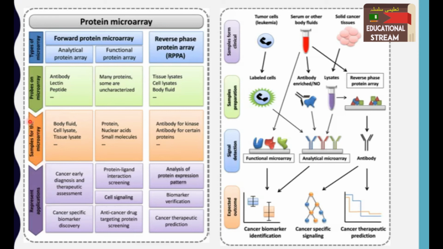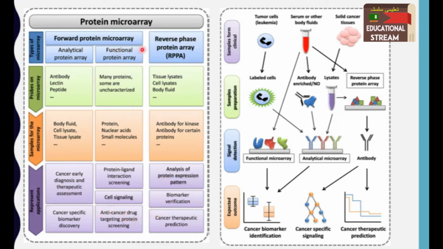So the type of sample for the analytical protein microarray can be body fluid, cell lysate, and tissue lysate. And it can be used for the diagnosis of cancer, like cancer early diagnosis and therapeutic assessment, as well as for the discovery of cancer-specific biomarkers. Actually, here we are seeing the different kinds of microarray with respect to their application in cancer signaling pathway discovery, biomarker discovery, or therapeutic predictions.